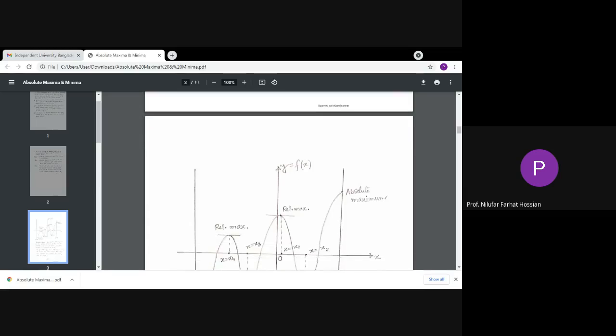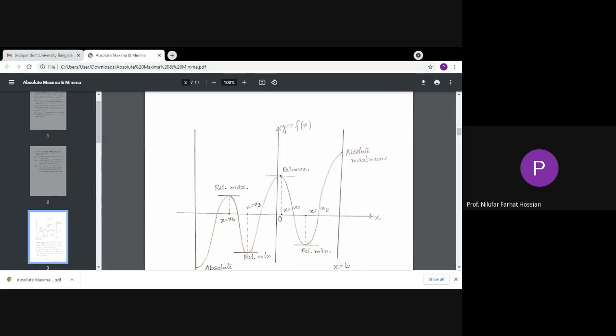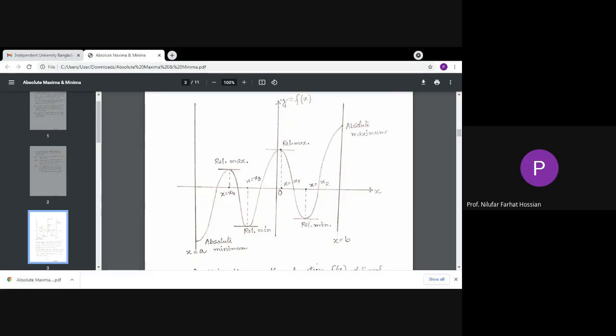So here I have shown some figures where the function f(x) is continuous. This is the graph of the function f(x), and the interval is x equal to a up to x equal to b. These are the two boundaries. The closed interval is a to b, with the left boundary x equal to a and the right boundary x equal to b. In this graph you see at this point and at this point there are relative maxima, and at this point and at this point there are relative minima.